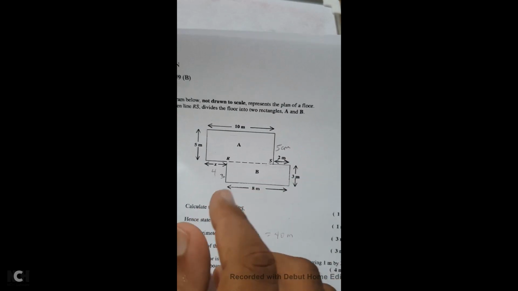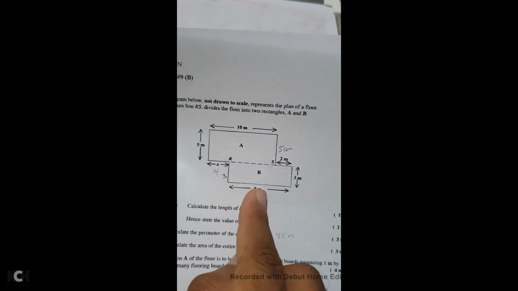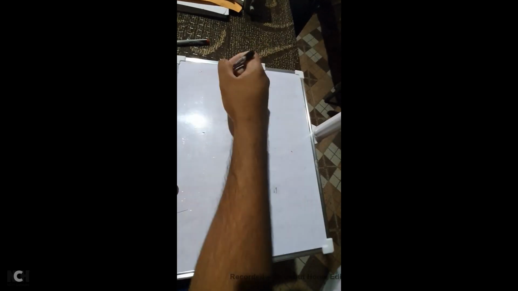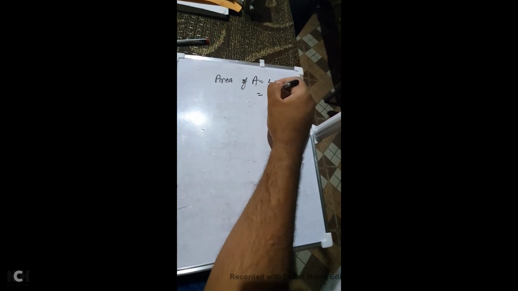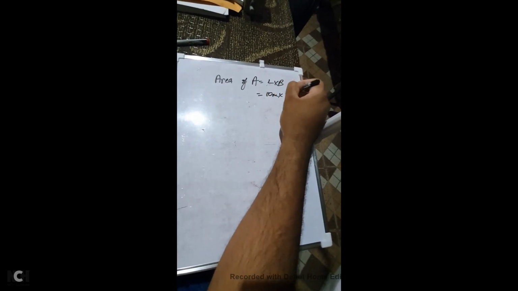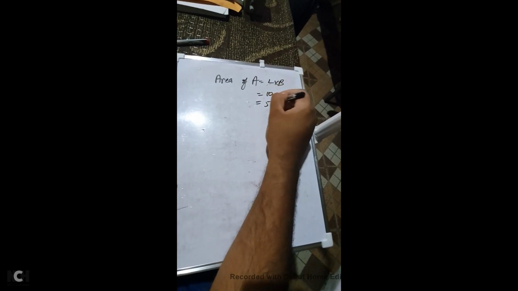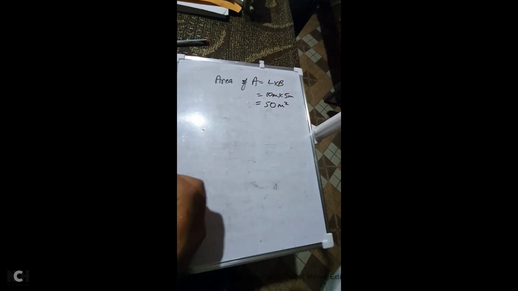So let's see now, we are asked to find the area. So the area of A will be 5 by 10, or 10 by 5, it doesn't matter. And then 3 by 8. That's for B. So let's see here. The area of A is length by breadth, which is 10 meters by 5 meters, which is 50 meters squared.